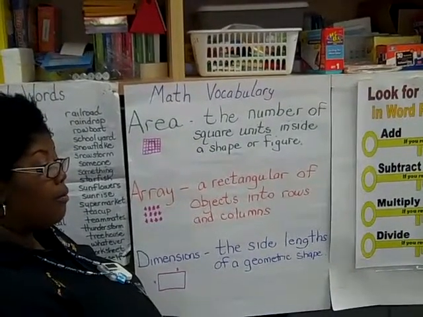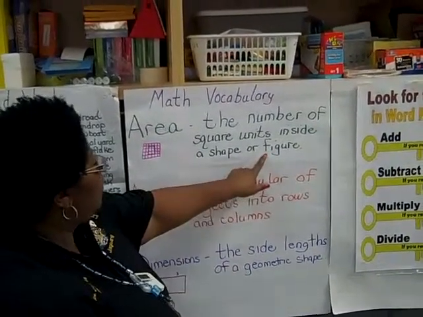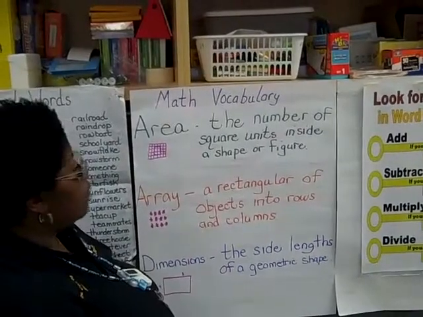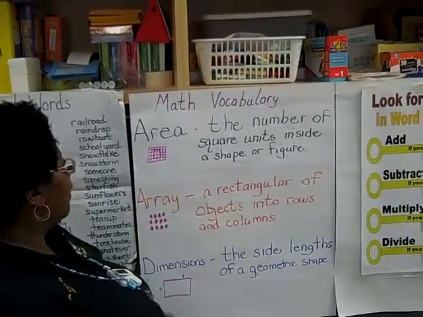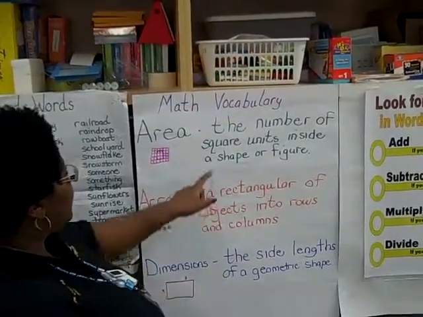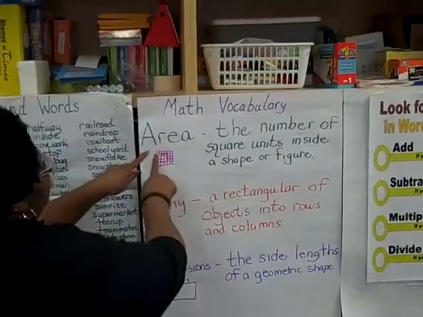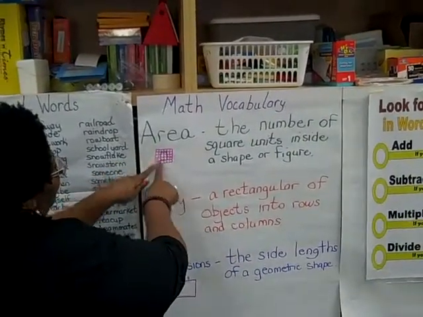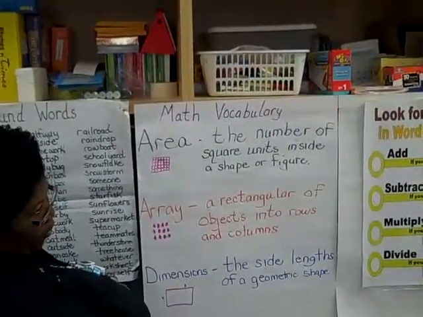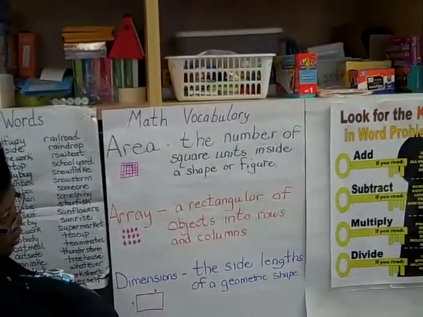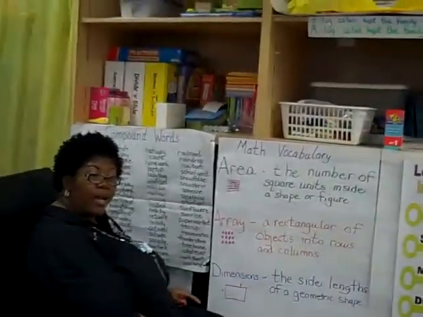or figure. The number of square units inside a shape or figure. And so I put a little example here. Does that look familiar? What does that remind you of? A shape like this one. Or you know what it reminds me of? A grid paper. Remember the grid paper that we did our area on?